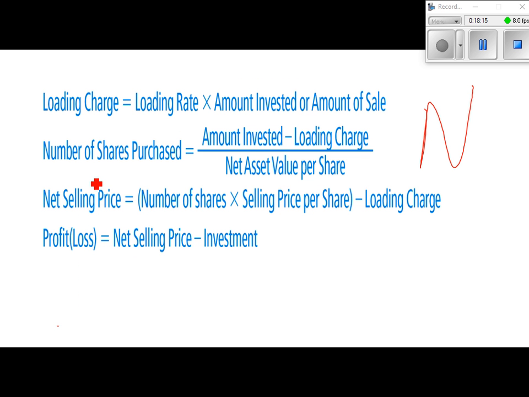Again, make sure you write down this letter. These are just some different formulas. I'm not going to talk completely about all these. You got your loading charge formula, number of shares purchased, net selling price, and your profit or your loss.